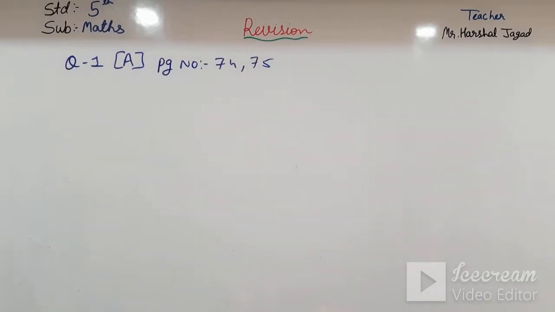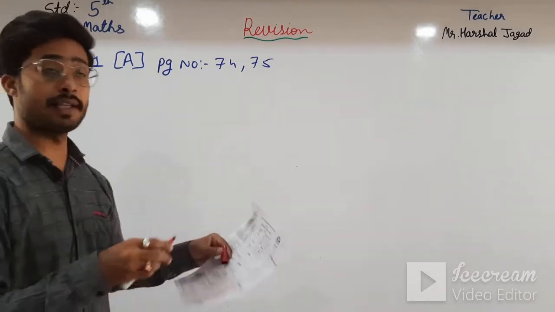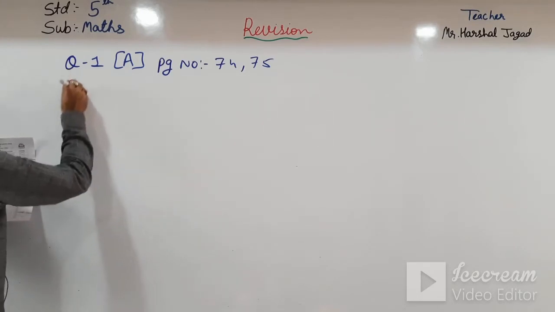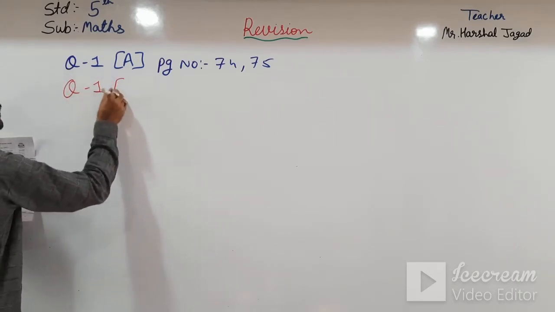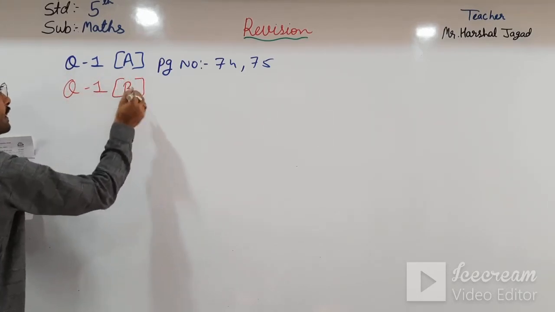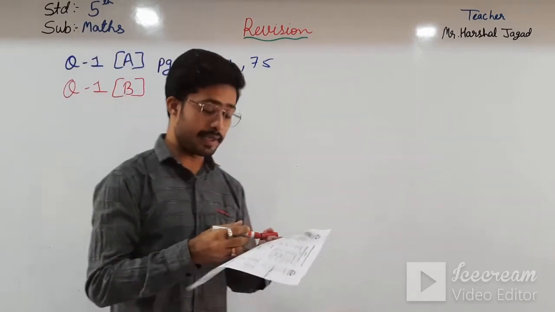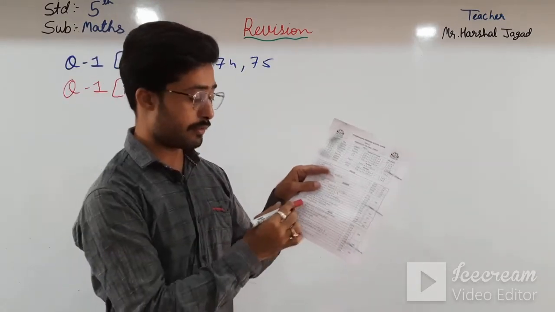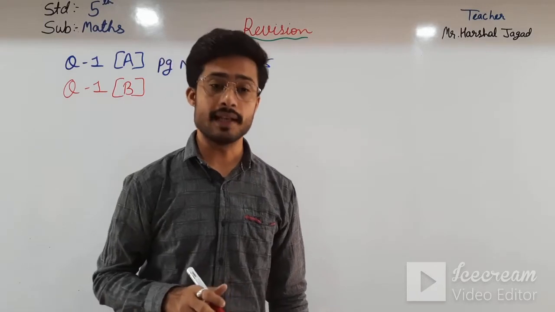And then going towards question number 1b. So what is question number 1b? Give the place value. See, question number 1b, that is give the place value. Here in question number 1b, that is give the place value.